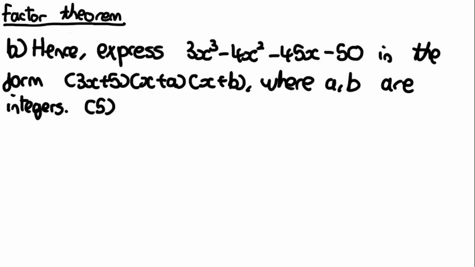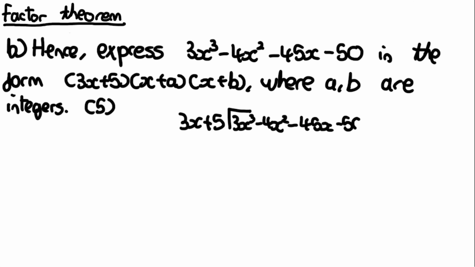But basically what you do is you do the 3x plus 5 out here. Then on the inside it would be the 3x cubed minus 4x squared minus 45x minus 50. So the first thing we need to do is divide 3x cubed by 3x, and if you do this, this is going to be x squared, and we're going to write this up here. Then we need to times the x squared by the 3x plus 5, and this is going to be 3x cubed plus 5x squared. Then we're going to minus this.